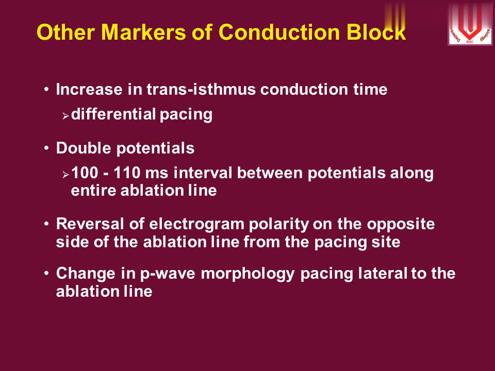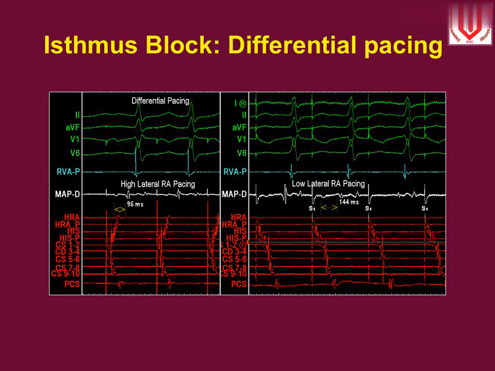And finally, one can also look for changes in P wave morphology when pacing in the low lateral right atrium on the free wall side of the line of block, and these are all reviewed nicely in the references listed at the bottom of this slide. On a daily basis, we find that interpreting the double potentials and simply doing differential pacing is quite useful. There are times where the double potentials are not easily detectable in the common isthmus, particularly if you have had to do a lot of RF and you have low amplitude signals everywhere through the isthmus. Then it is useful to have some of these other markers to help confirm when you have conduction block. Isthmus block, differential pacing.